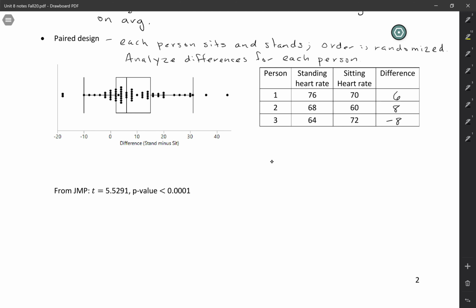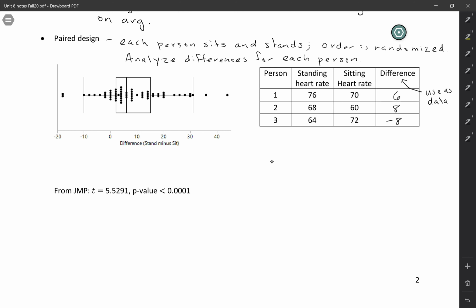But by comparing person 1 to themselves, it's a lot easier to see the difference. And the difference is actually all we're going to use here. We're going to ignore the standing and the sitting heart rates, and just the differences are going to be used as data. We're getting rid of the natural tendency for someone to have a high or low heart rate, and we're just comparing that person to themselves by looking at the differences.